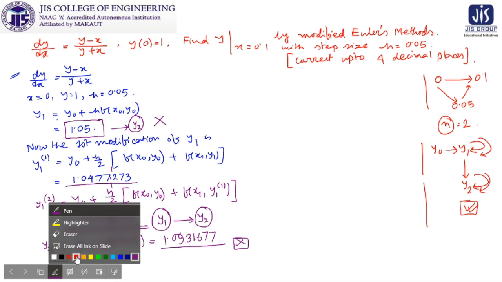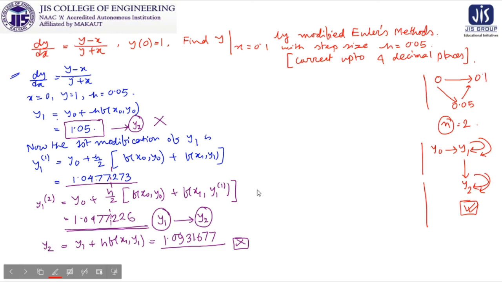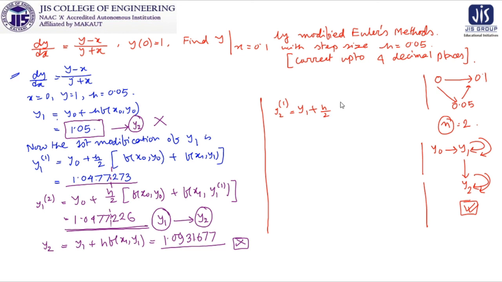Our final answer is going to be, after getting the modification of y21, and this y21 will be calculated with the formula y1 plus h by 2 f of x1 y1 plus f of x2 y2. This y2 is nothing but this first calculation, and putting these values we get 1.0912546.